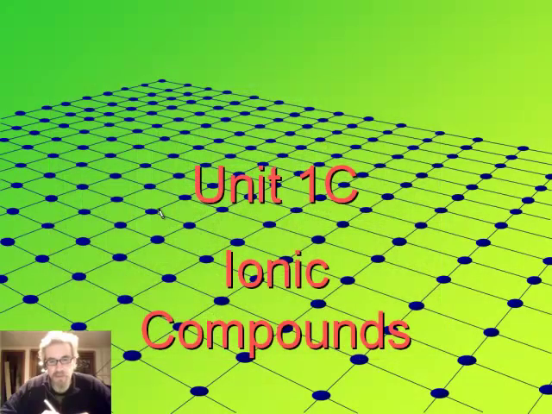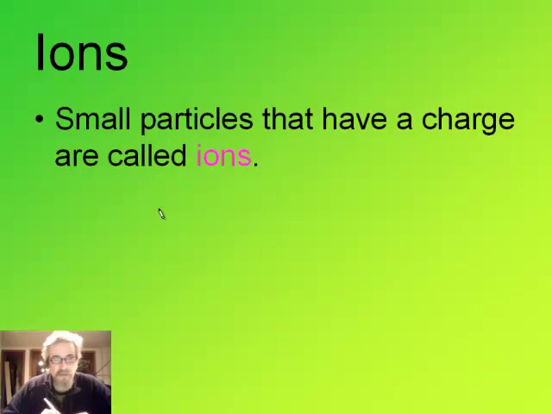We've learned how elements can become stable by sharing electrons in covalent bonding. Now we're going to look at how electrons can be exchanged from one element to another in order to become stable, and that's called ionic bonding. First of all, let's redefine what ions are.